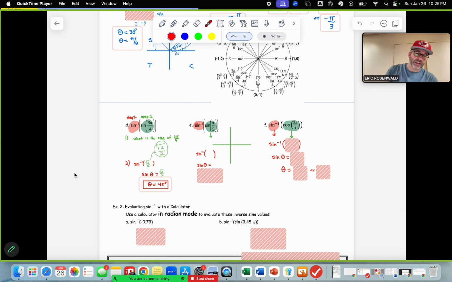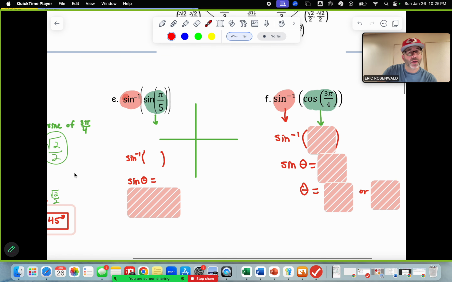Okay? Take a look at letter E. This is one where we don't actually get to utilize the unit circle. Okay? We have to actually mathematically work through this. So in this instance, I say the sine of pi/5. Okay? Well, where is that? Where is the sine of pi/5?